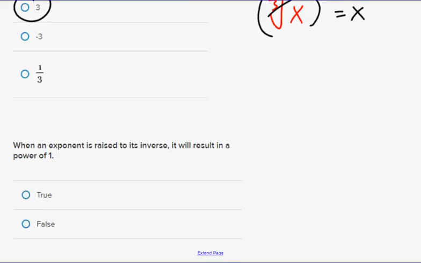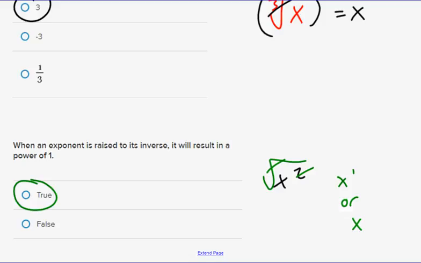Okay? One other quick question. When an exponent is raised to its inverse, it will result in a power of 1. True or false? So technically that is true. So like we can say up there, x squared, and if we do the inverse of it, which would be the square root of it, those cancel out, you're really left with x to the power of 1, or we just say x. But that is the same thing as the power of 1, so that would be true.